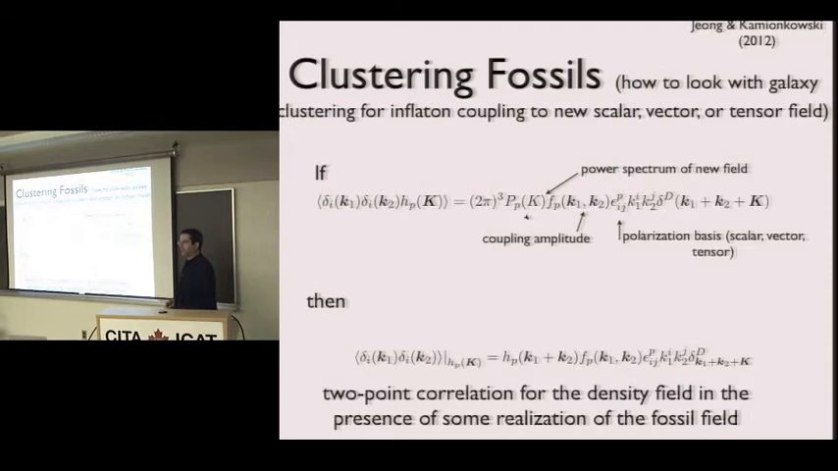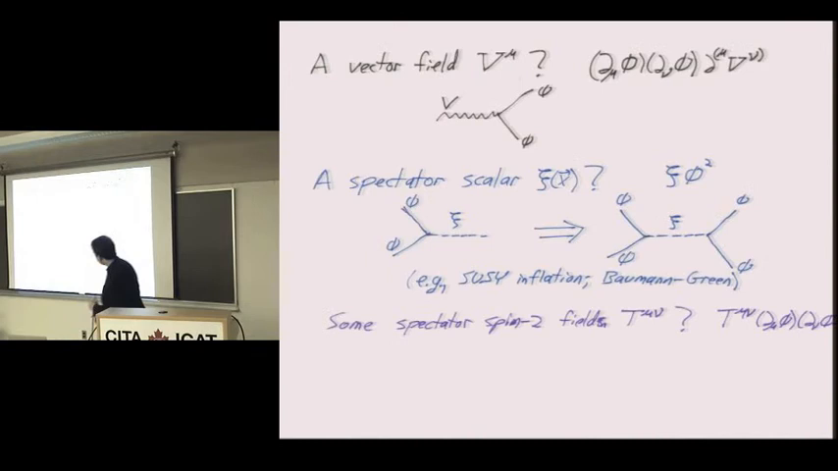in galaxy surveys. So imagine that this new fossil field, scalar, vector or tensor, couples to the inflaton. If the inflaton gives rise to density perturbations, and if the inflaton has coupling to some new field, then there could be correlations induced between these different Fourier modes of the inflaton field. So this is how it works.